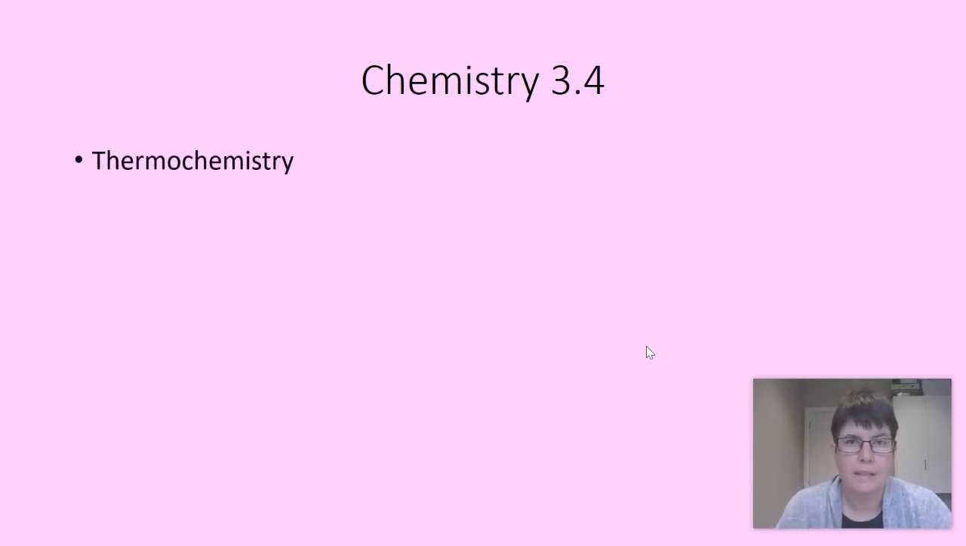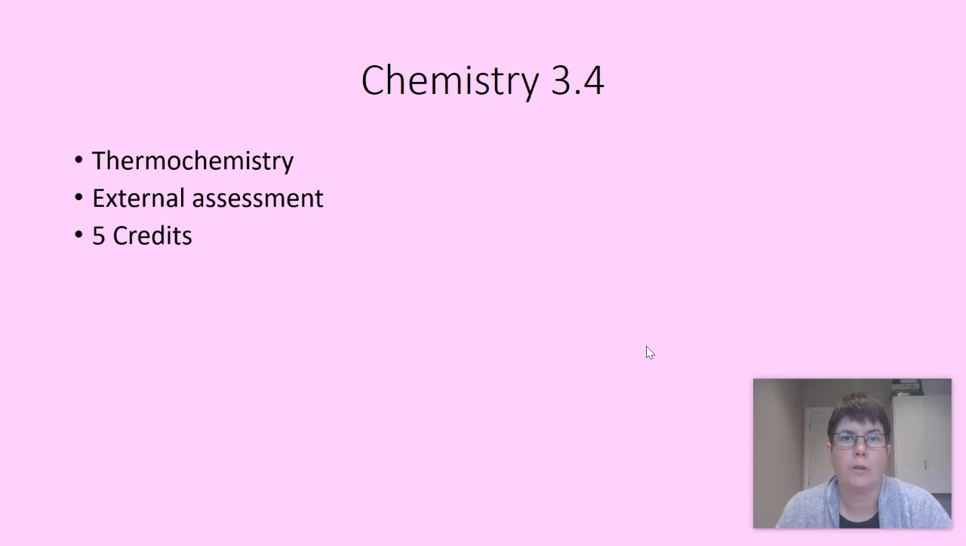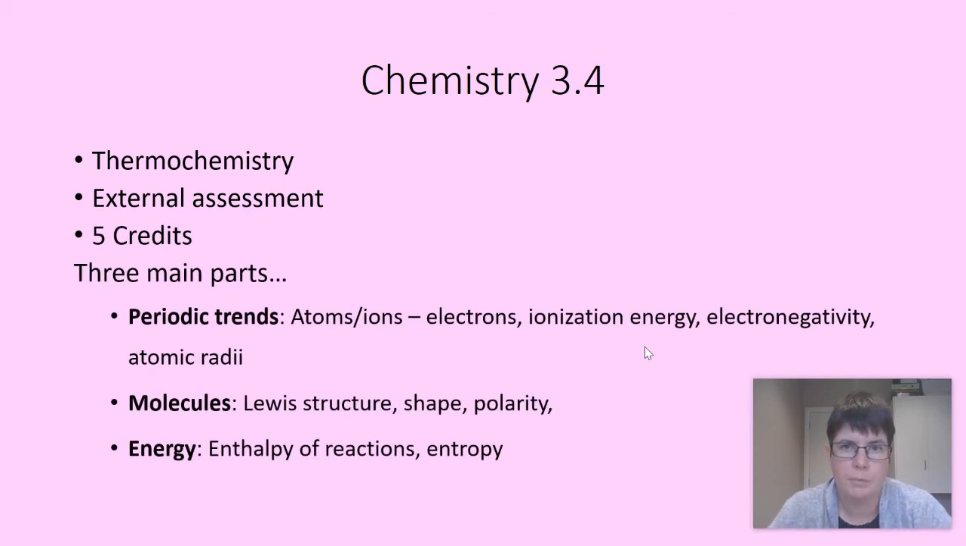Chemistry 3.4, as I said, is about thermochemistry. It's an external assessment which has an exam at the end of the year. It's worth 5 credits. There are 3 main parts to Chemistry 3.4. The first part is about periodic trends. The periodic table is about atoms and ions and electron configuration and atomic radii. The second part is about molecules, Lewis structure, shape, and polarity, and follows directly on from Chemistry 2.4. The third part is all about energy, and specifically enthalpy of reactions and entropy.